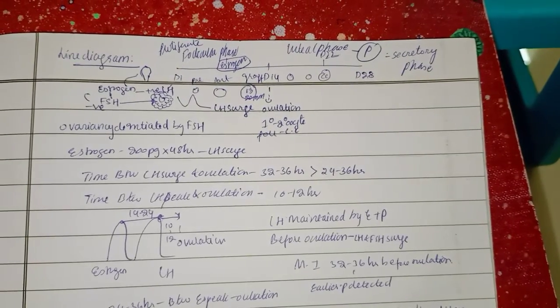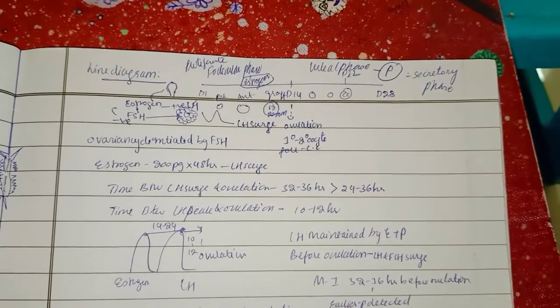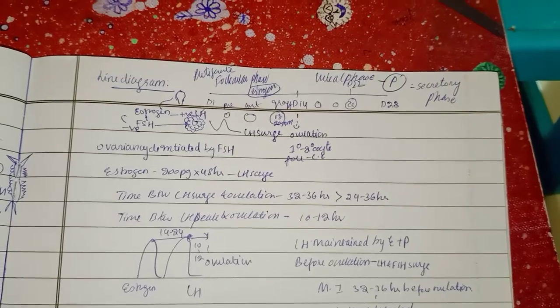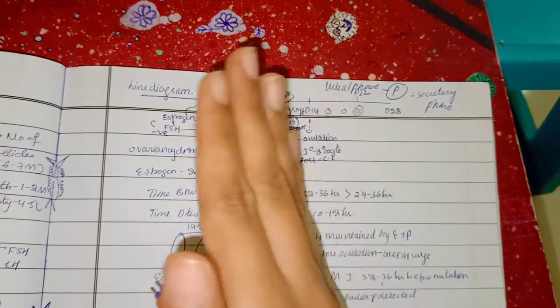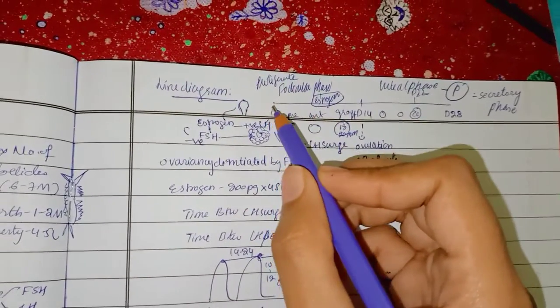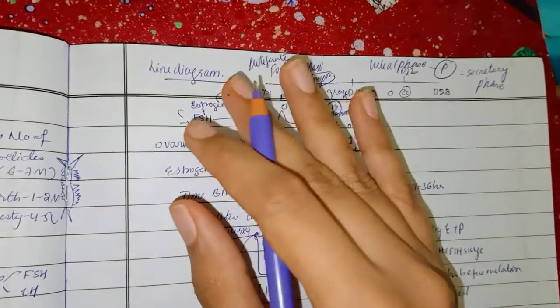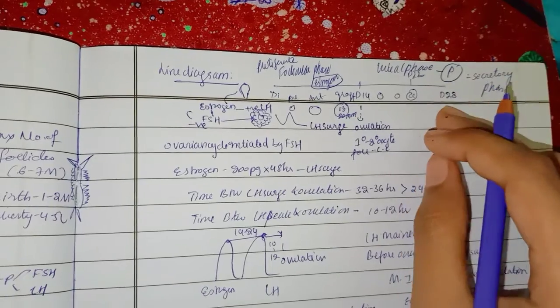Understand the part 2. So in this part 2 we'll start with the follicular or proliferative phase of the menstrual cycle. So first, what you need to understand is what the follicular phase or proliferative phase is. It is the phase between day 1 and day 14. You know that the menstrual cycle is a total of 28 days.